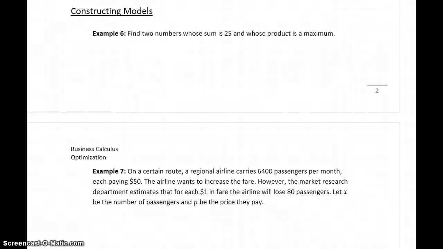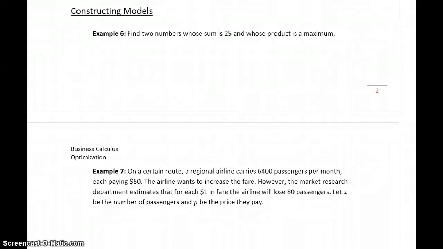Last two examples we want to take a look at are types of problems where we're not given that model. We're just given some information. From there, we need to actually construct the model for the function that we want to maximize, and then look at coming up with our actual answers to the problem. So in example 6, we want to find two numbers whose sum is 25 and whose product is a maximum.